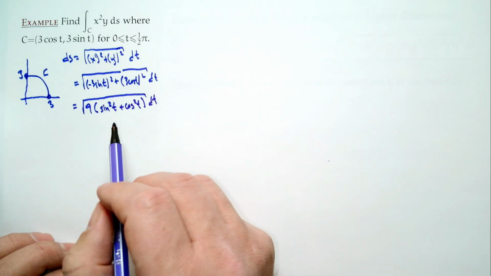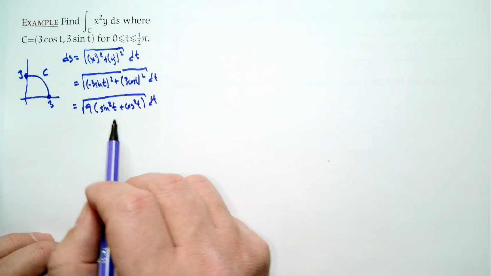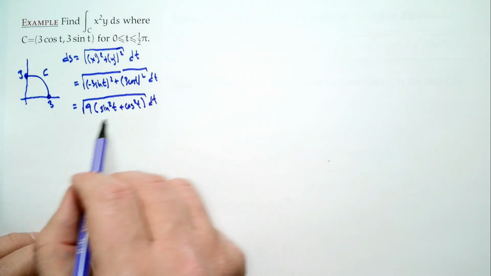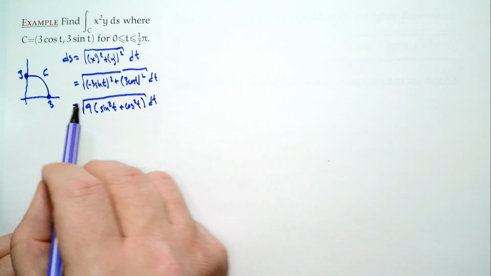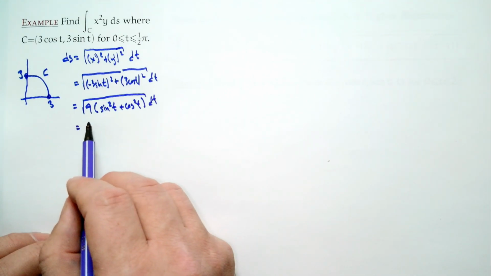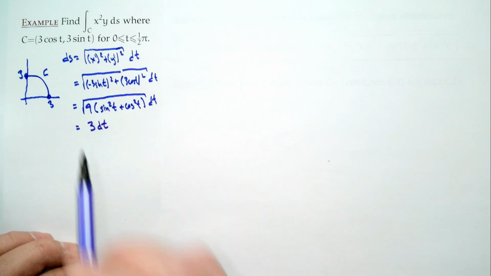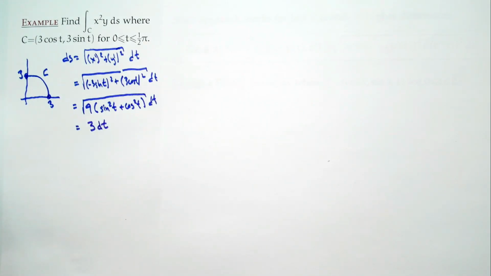And what happens? Yeah, it becomes beautiful. The sine squared plus cosine squared becomes 1. The square root of 9 becomes 3. So you end up with 3 dt. Which is a nice way of saying that because of this particular parameterization of the circle, in some sense you're moving along the circle at a very nice, steady pace. That's what's being reflected here. You're moving along at essentially a constant pace with regard to location.